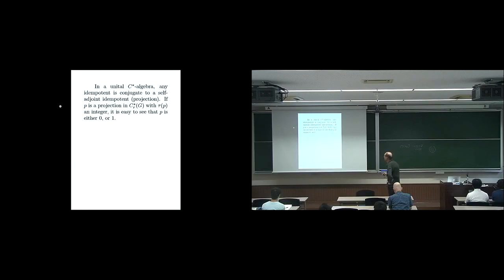And then you just prove that, because the trace is faithful, the only situation when it is an integer is that the trace is 0 or 1, because you consider the trace on a projection, and if this trace is an integer, it can be only 0 or 1. Thank you.